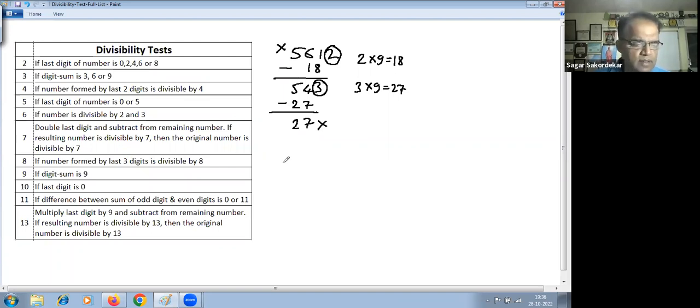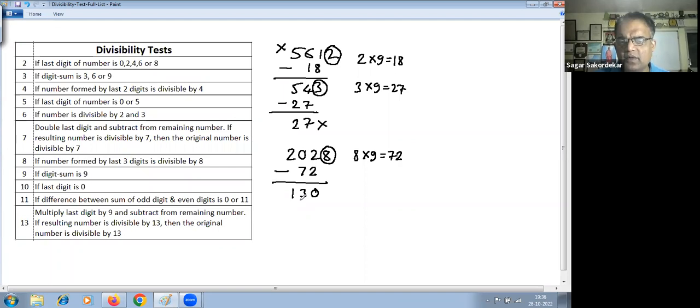So let's take another example, say 2028. Take the last digit, multiply by 9. Subtract that from the remaining part of the number, that is 202 in this case. 2 minus 2 is 0. You have to carry here: 10 minus 7 is 3, and then what remains here is 1. 130 is very clear. 13 into 10 is 130. So this is divisible by 13. That's why this number also is divisible by 13.